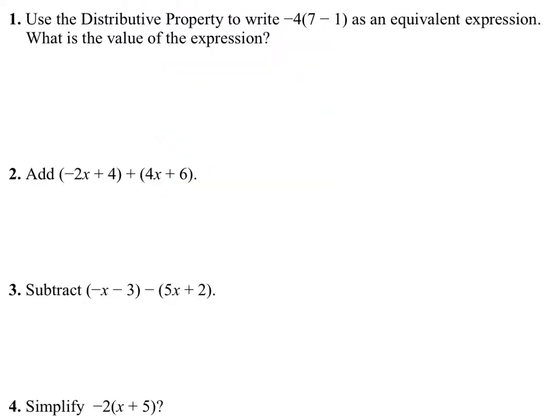All right, so we're just going to be reviewing the practice test, and we'll go over all 4 pages. And then you guys can study. So number 1, use the distributive property to write negative 4 times 7 minus 1 as an equivalent expression. And then what is the value of the expression? So we need 2 things. We need to distribute the negative 4 into the parentheses. So that gives us a negative 4 times a 7 minus a negative 4 times a 1.